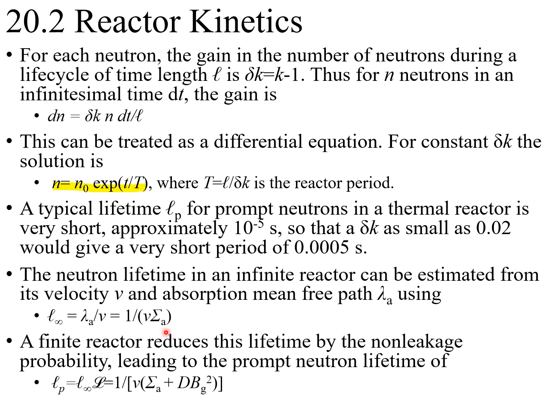So this is the lifetime for an infinite reactor. We also have the finite reactor. The finite reactor will reduce this lifetime because sigma A will be increased by D times B squared, where D is the diffusion coefficient and B_g squared is the geometric buckling, as shown by this formula. So it is just L infinity times this non-leakage probability.